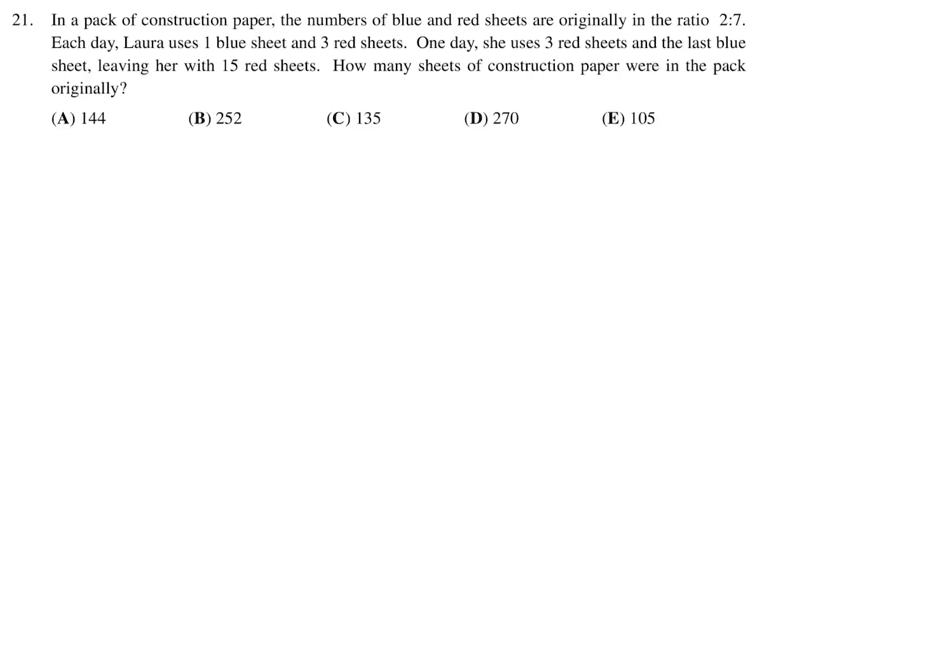So I'll let the number of blue sheets be B and the number of red sheets be R originally. And they want you to find B plus R. Okay? They give you a little bit of a clue. They tell you that B over R is equal to 2/7. That's the little clue they give you. All right, so now let's work with this here. We've got 7B is equal to 2R. And let's see later on if we need to use that in any way.